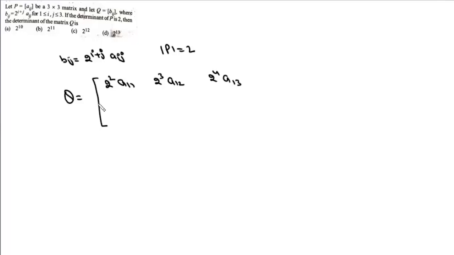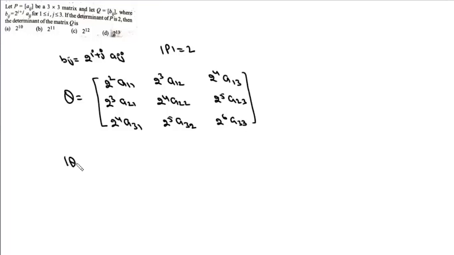Now second row first column will be 2 cube A21, 2 to the power 4 A22, 2 to the power 5 A23 and then it will be 2 to the power 4 A31, 2 to the power 5 A32 and 2 to the power 6 A33.